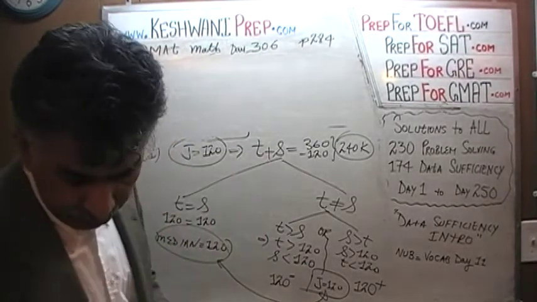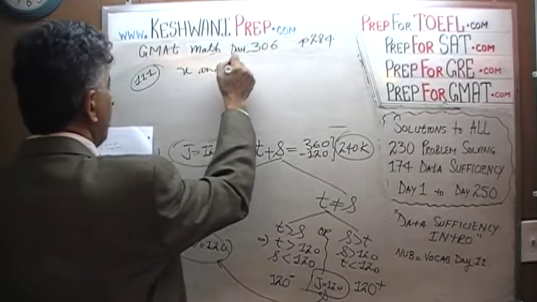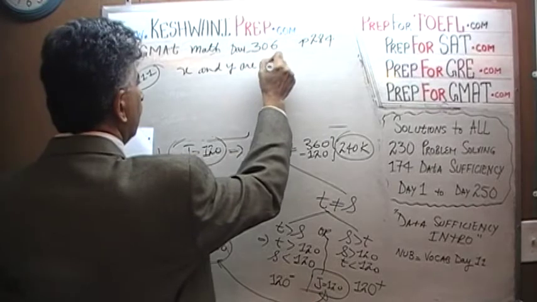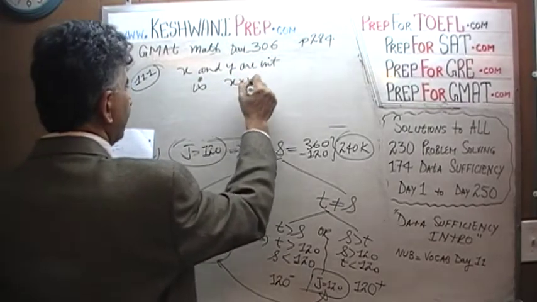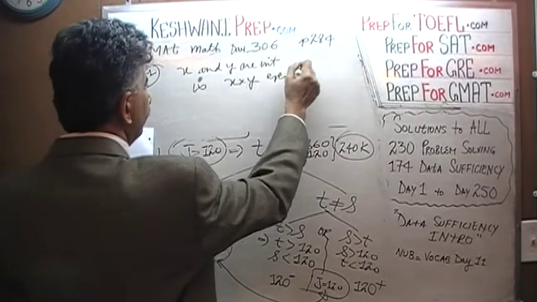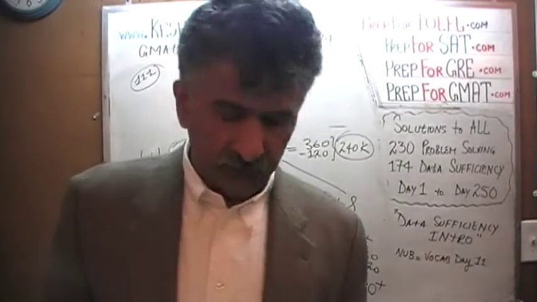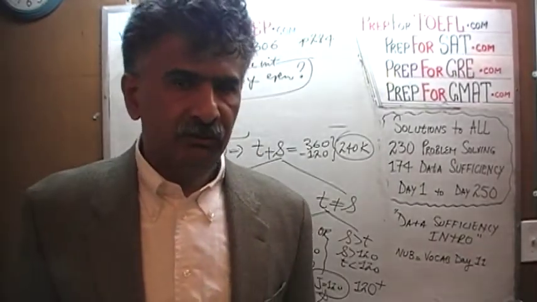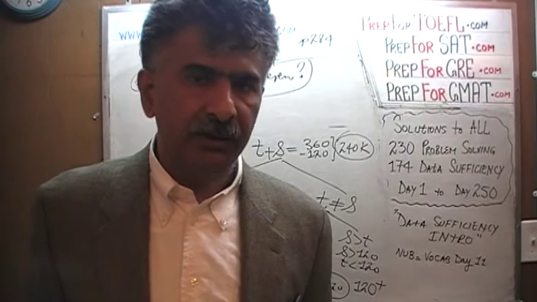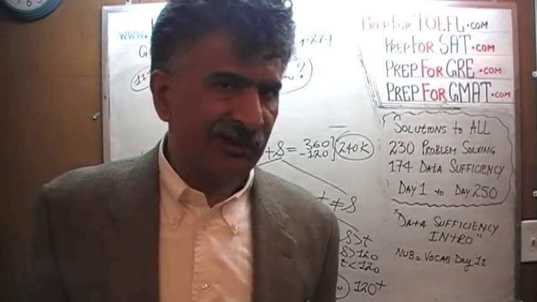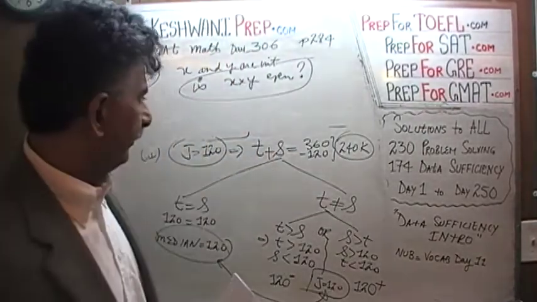The very last problem on the page. They tell us that x and y are integers. The question is, is their product x times y even? Very simple, very straightforward question. As we always know, the questions in data sufficiency typically tend to be quite straightforward and simple. It is the answer that always gets prickly.